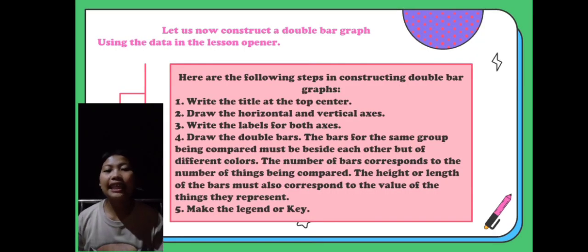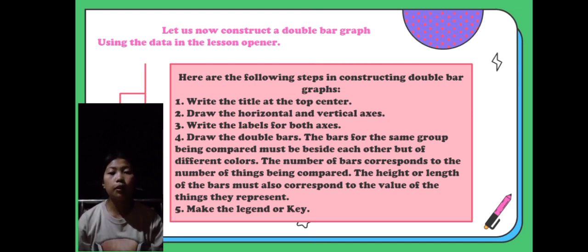Now, let us construct a double bar graph using the data in the lesson opener. Here are the steps in constructing a double bar graph. First, write the title at the top center. Second, draw the horizontal and vertical axes. Third, write the labels for both axes. And fourth, draw the double bars. The bars for the same group being compared must be beside each other but of different colors.